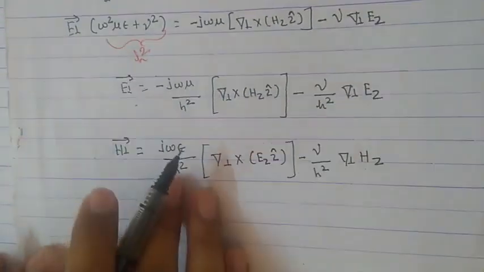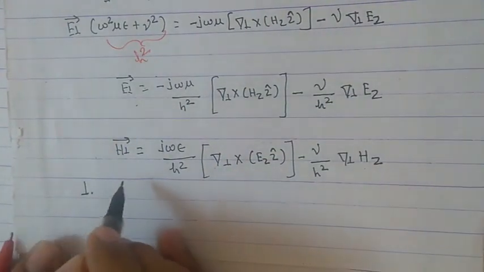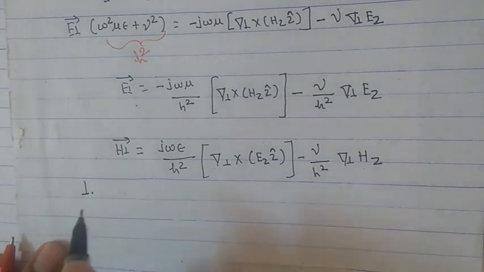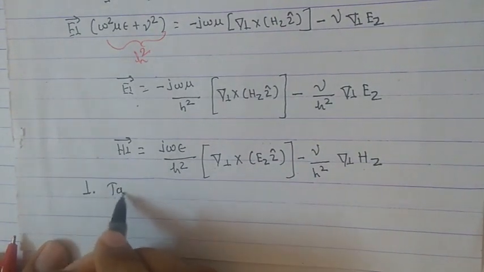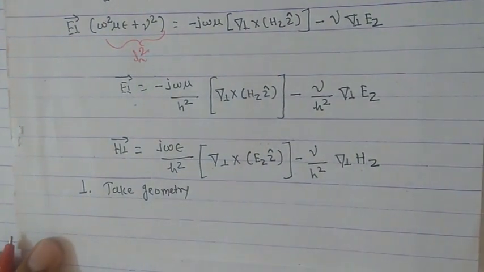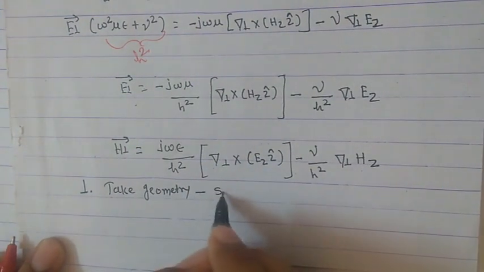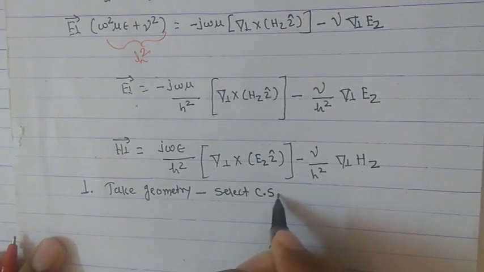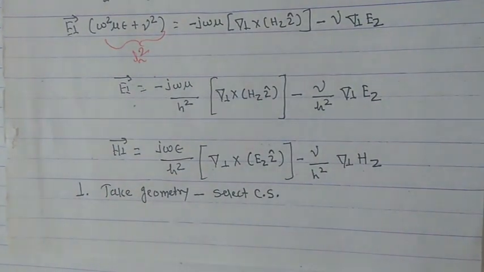So we have this straightforward approach. First, we have to consider the coordinate system. So what is the coordinate system? That will be decided by the geometry of your waveguide. If it is, let us say, rectangular, then the most appropriate coordinate system will be a rectangular coordinate system. If it is a cylindrical waveguide, I mean a circular waveguide, then the most appropriate coordinate system will be a cylindrical coordinate system.